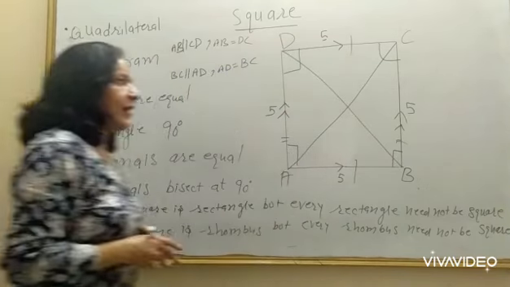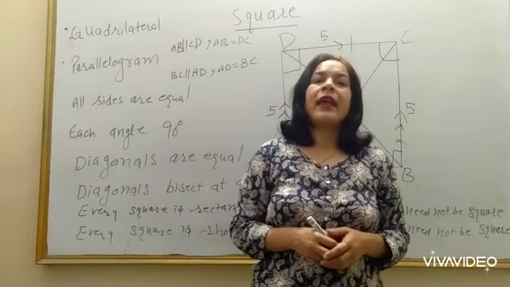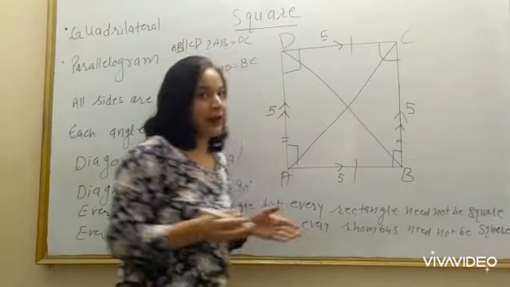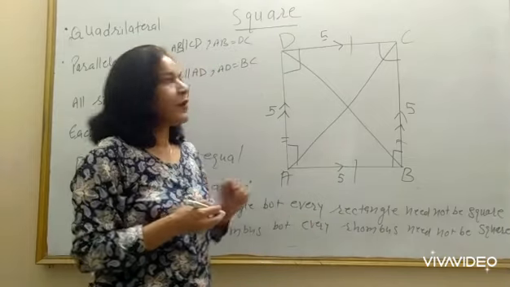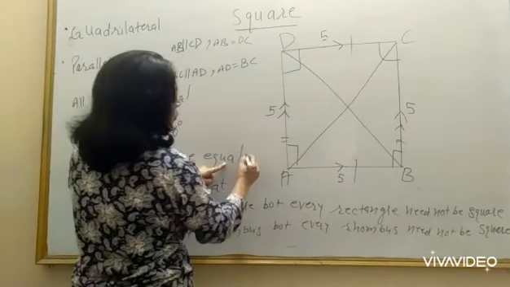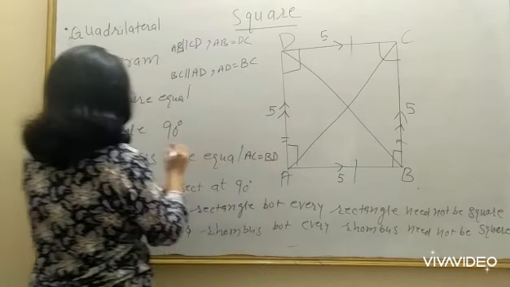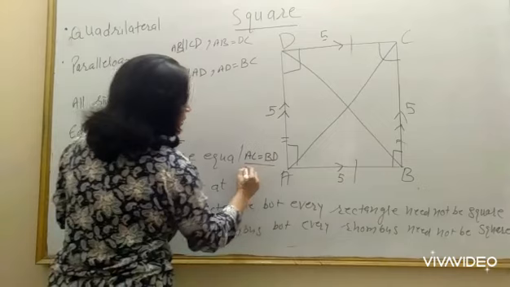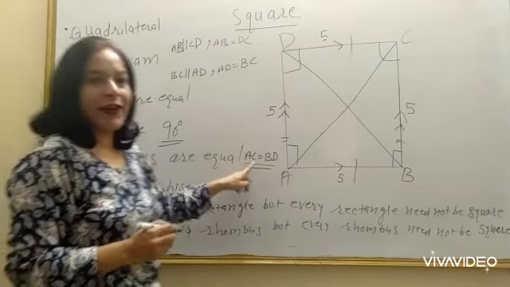So if we have to define it, a square is a rectangle, because a rectangle is a parallelogram where diagonals are equal and each angle is 90. So here diagonals are equal. AC is equal to BD and each angle is 90 degrees, satisfying both properties of a rectangle.